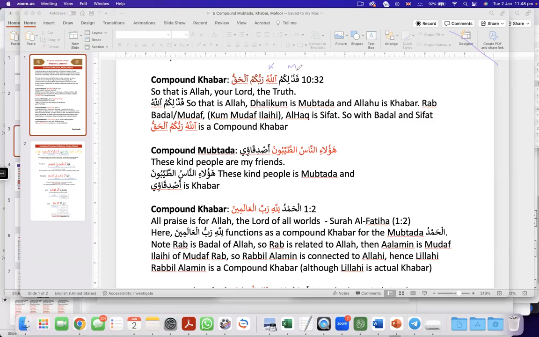Okay, so we are talking about the Jumlatul Ismiya structure here, and compound khabar, this is the example. Understand this bit. This is mubtada, this is one unit, Zalikum, okay, and we have got khabar. Up to here, all as before.